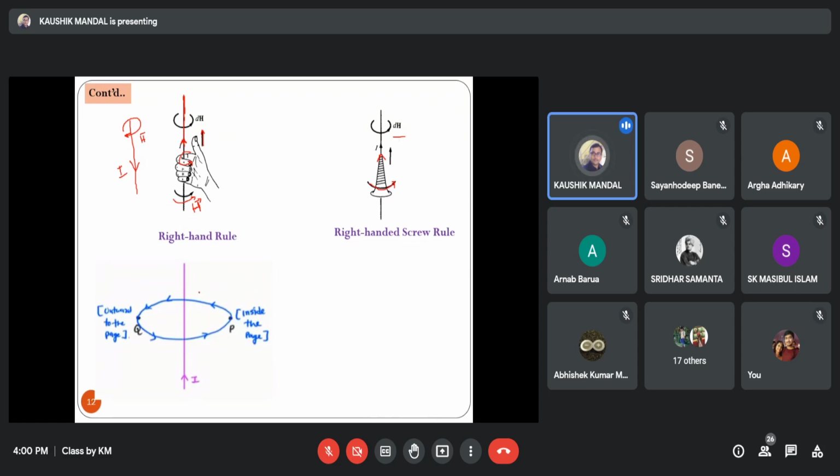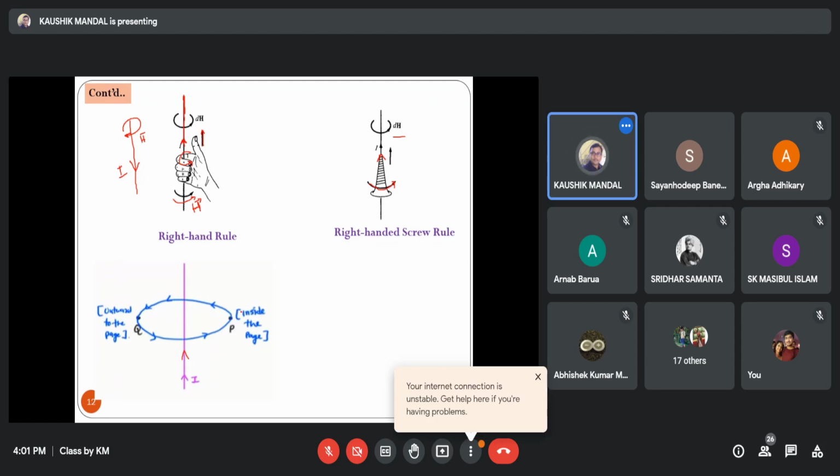Now consider this particular example. In that example, we have considered that the current is flowing through the conductor. Am I audible? Hello. Yes, sir. Okay. Now we are considering 2 points P and Q surrounding this particular current carrying conductor.